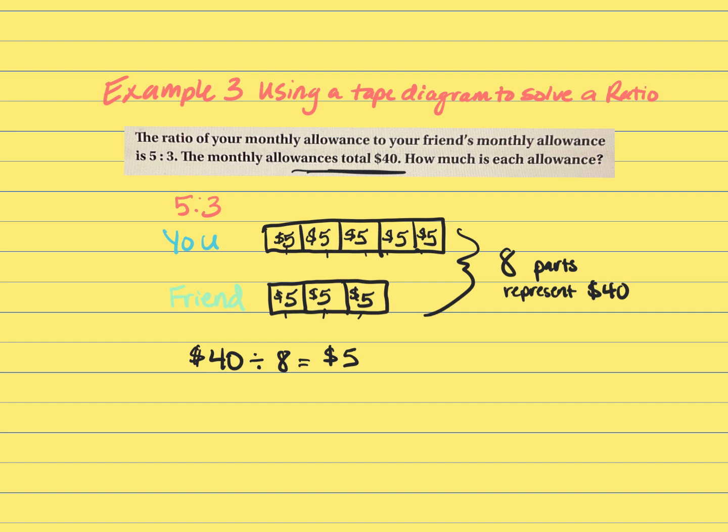It's kind of what we just did with the other example. Now I can simply add them up. So 5, 10, 15, 20, 25. That means I have $25. 5, 10, 15. My friend has $15. So how much is each allowance? The answer to this question is, your allowance is $25 and your friend's allowance is $15.